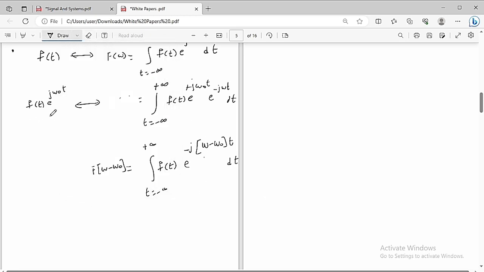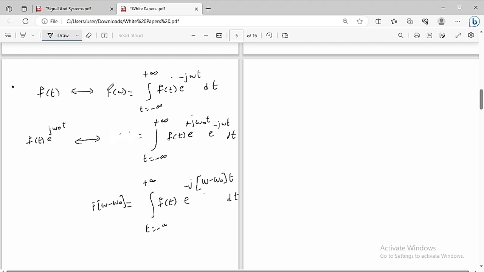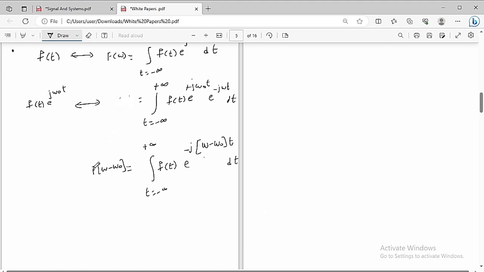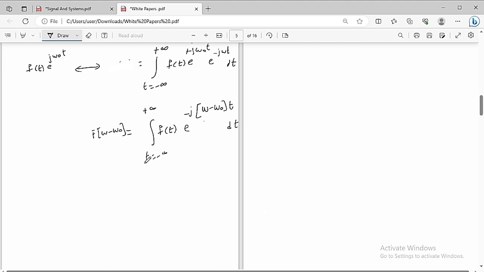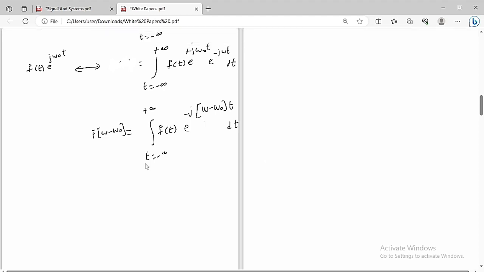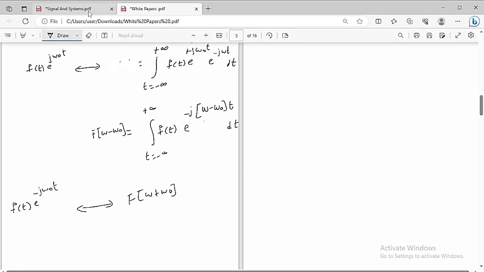For f of t into e to the power of j omega naught t, the Fourier transform is f of omega minus omega naught. Here omega means here also omega. Then what will happen for the reverse fashion? Reverse fashion means f of t into e to the power of minus j omega naught t has the Fourier transform f of omega plus omega naught. So these are very important things, and you always have to keep these in your mind.